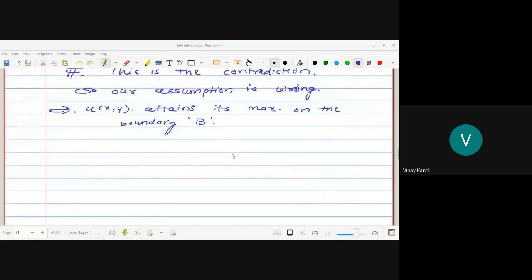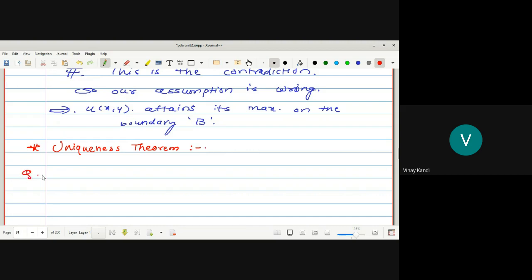Okay, now the next point is the uniqueness theorem. What is the uniqueness theorem? Prove that the solution of the Dirichlet problem, if it exists, then it is unique.